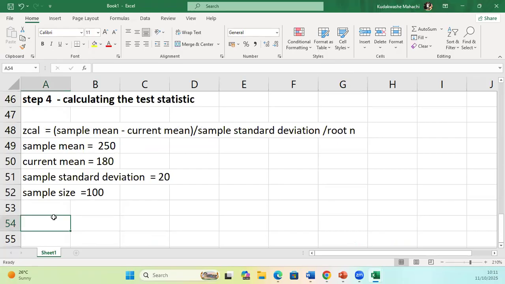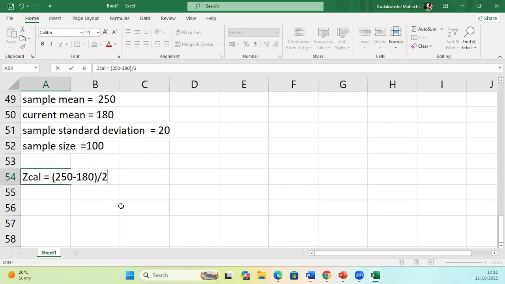So our test statistic, Z cal, is going to be the sample mean 250 minus the mean according to H naught, 180, divided by 20 over the square root of 100. Square root of 100 is 10. 20 divided by 10 is 2. So this would be 250 minus 180, divided by 2. 250 minus 180 divided by 2 would be 35.